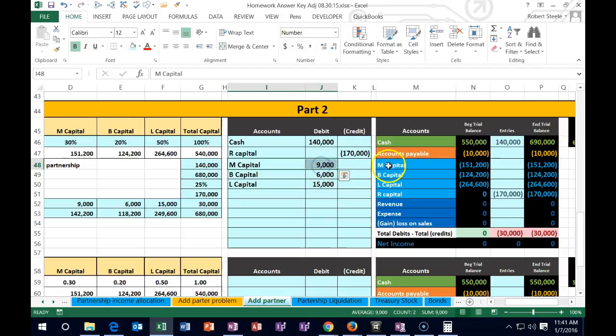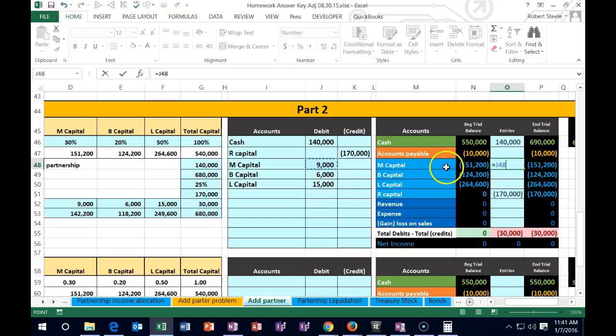So here's M's capital account. It's a credit, we're going to debit it, that'll make it go down. So we're going to say this equals the 9,000. That should make this go down to the 142.2. Let's see if that's what happens when we select enter. It goes down to 142.2.